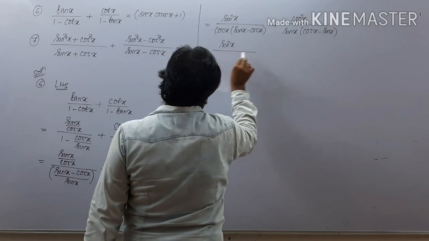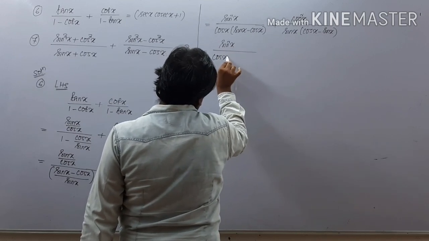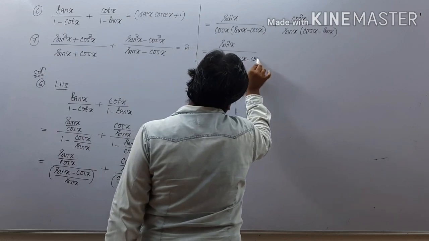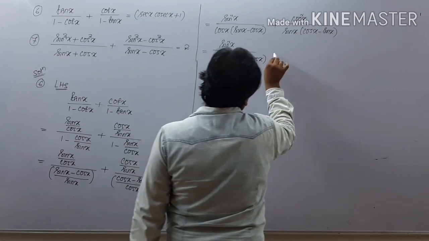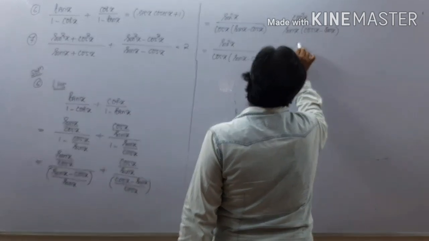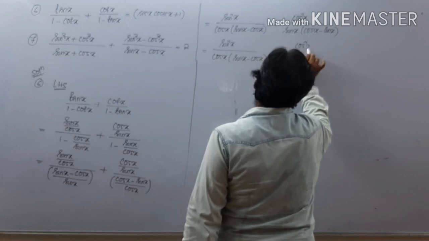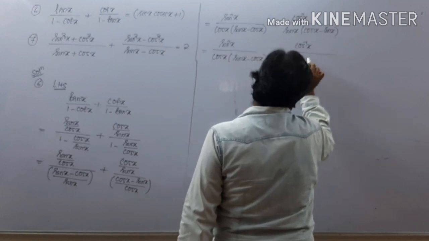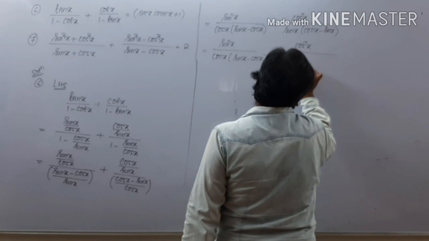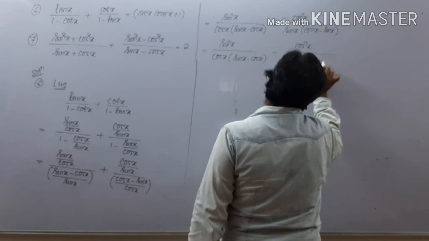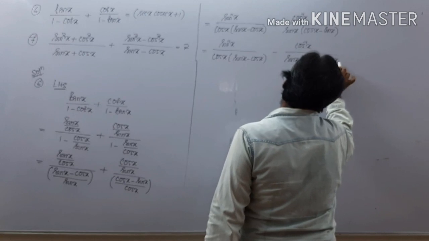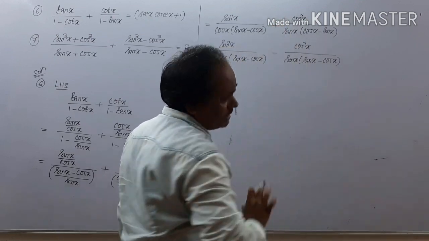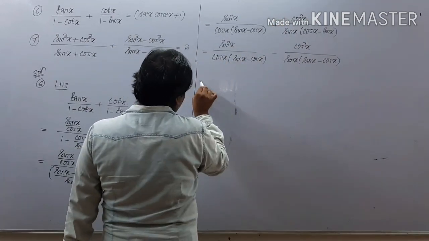sin square x divided by cos x multiplied by sin x minus cos x, and this will be minus cos square x divided by sin x multiplied by, here this will be sin x minus cos x. What is the reason? I have taken minus common and that minus will be multiplied here and it will become what? Minus.